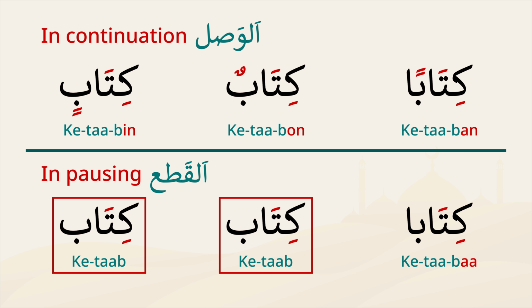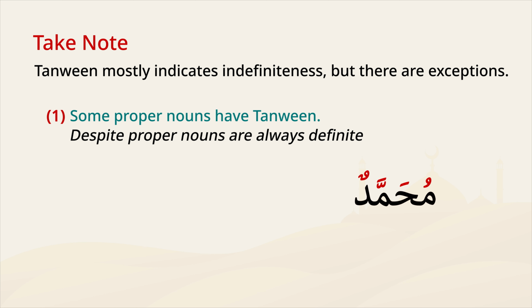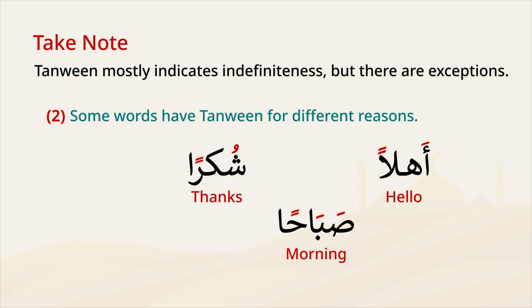A final note about tanween: while its primary function is to indicate indefiniteness, there are some exceptions. Some proper nouns like Muhammadun, Hamidun, or Khalidun end with tanween but remain definite because they're proper nouns. Additionally, some words like Ahlan, Sabahan, Shukran, or Amalan contain tanween for different grammatical reasons that we'll explore in the grammar course.